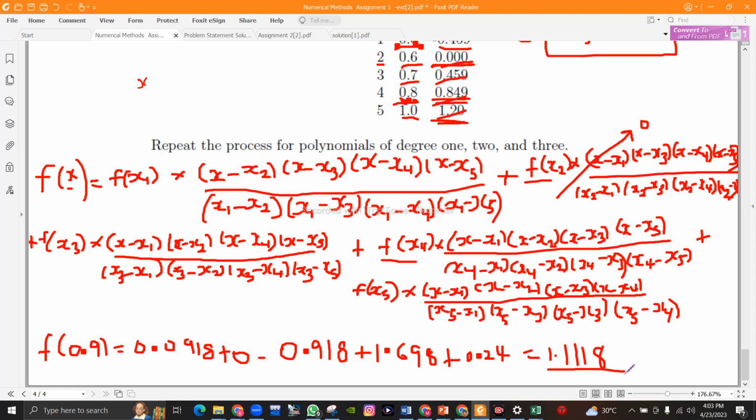Now we can go for degree 1 as they asked us to find it, degree 1, degree 2, and degree 3. One thing you should know is that the higher the degree, the higher the accuracy. When you have higher degree, you have higher accuracy. Let me rub off all of this.